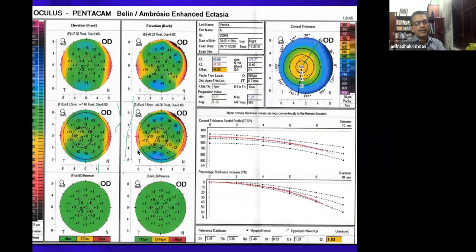If you look at the Belin Ambrosio enhanced ectasia display, you can see that elevation maps are normal. There is minimal abnormality here, but the difference maps are perfectly normal. The only problem in this is the patient has a very steep K, 48 diopters and 47.3, but there is nothing to really suggest ectasia. So you cannot really call it keratoconus or keratoconus suspect at this point of time. This patient, if the patient wants, you can actually consider refractive surgery, but obviously you cannot do a microkeratome based LASIK procedure.